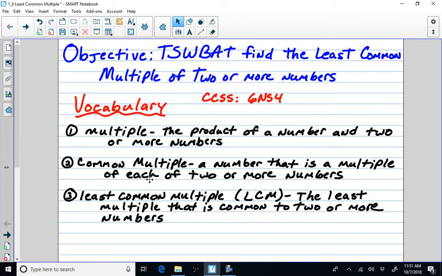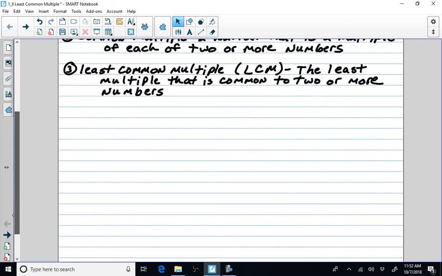Then we have common multiples. A common multiple is a number that is a multiple of each of two or more numbers. And then finally, the least common multiple, or LCM, is the least multiple that is common to two or more numbers.